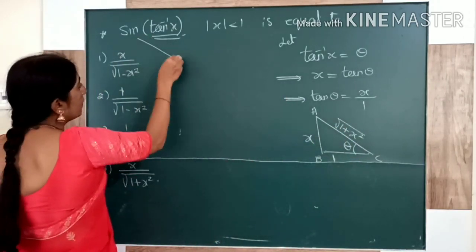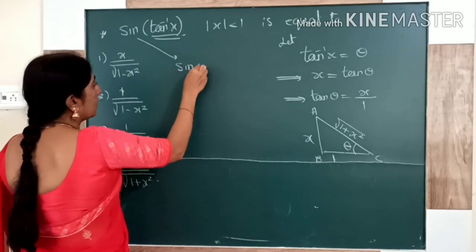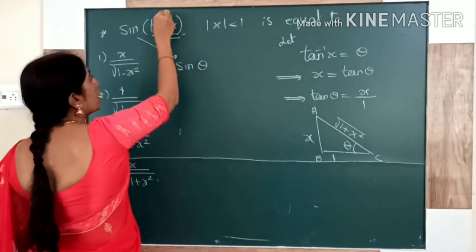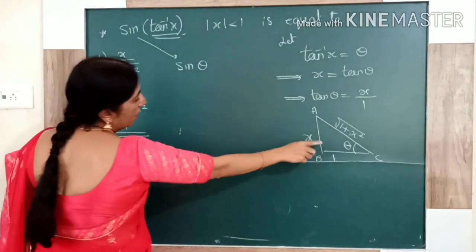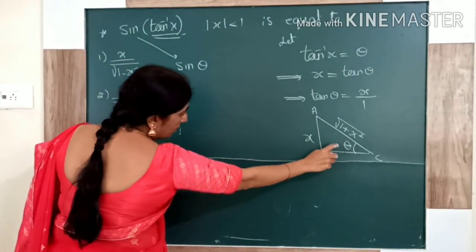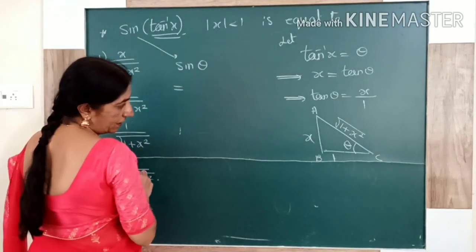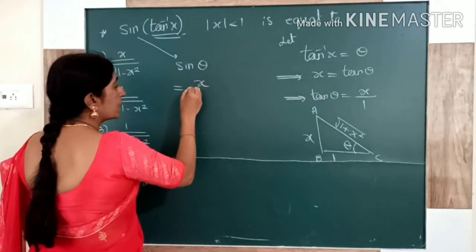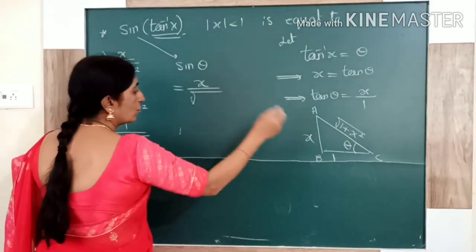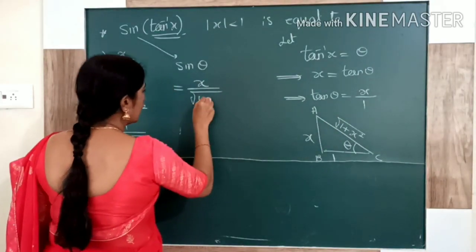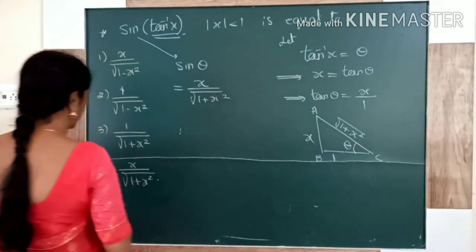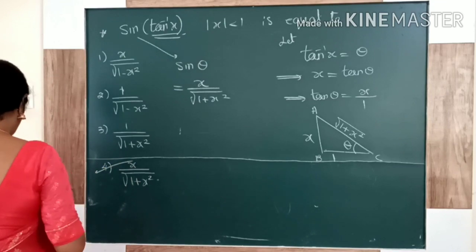So the given problem is written as sin theta, because this whole term we are writing as theta. Now refer to this right angle triangle and write down sin theta. What is sin theta? Sin is opposite upon hypotenuse. Opposite is x, hypotenuse is root of 1 plus x square. So your answer will be the fourth option.